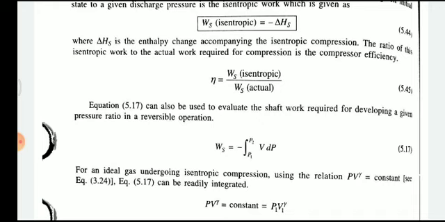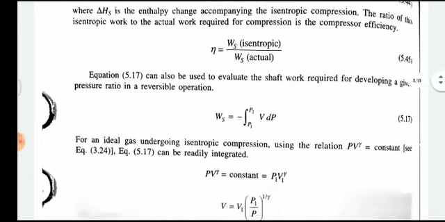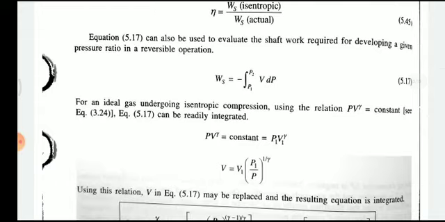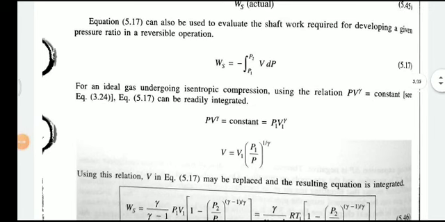So let's do the integration of the shaft work equations. Equation 5.7 can be used to evaluate the shaft work required for developing a given pressure ratio in the reversible operation. So Ws is equal to the integration from P1 to P2 of minus V dP.